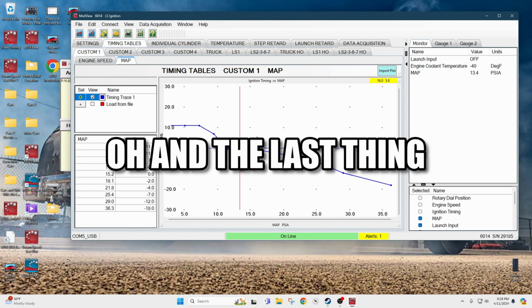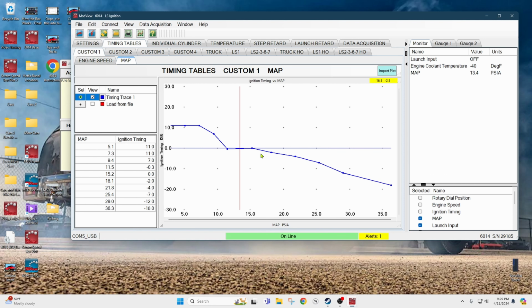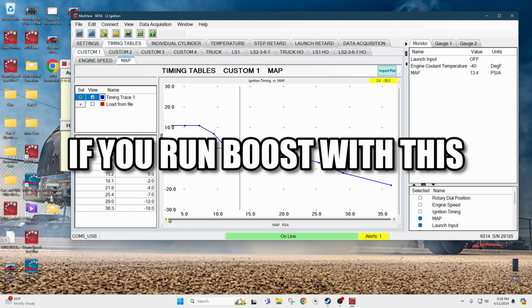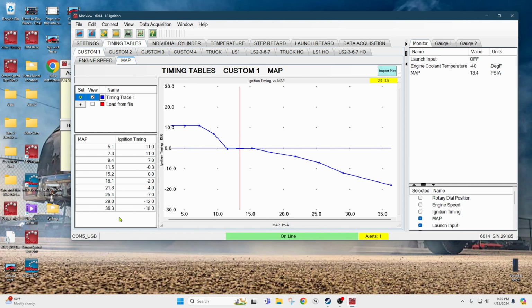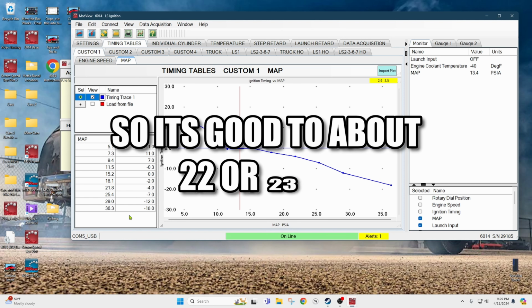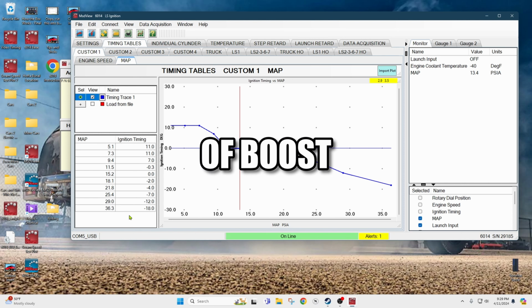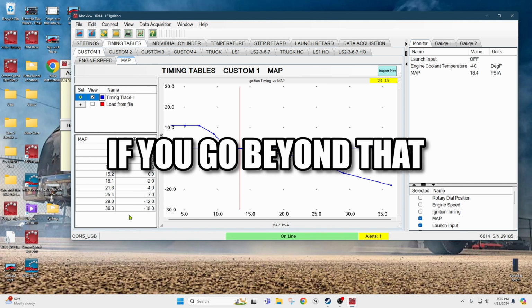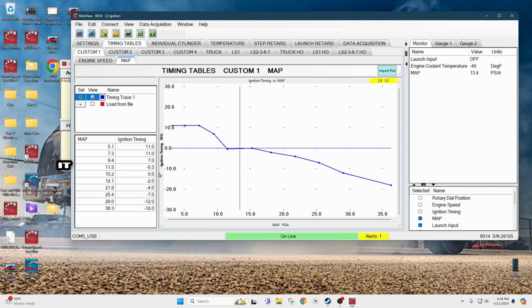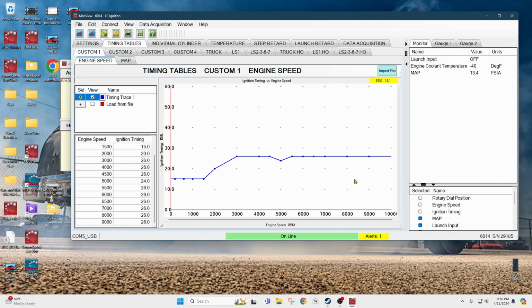Oh, and the last thing, of course, the biggest gotcha if you run boost with this: you need to remember that this is a 2.5 bar MAP sensor, so it's good for about 22, 23 psi of boost. If you go beyond that, it just quits doing anything. It reverts to the base timing. Say you've got 22 pounds of boost and you're pulling 18 degrees there. You go to 25 pounds of boost, it's pulling 0 degrees. It goes to whatever this timing table says at whatever RPM you peak that boost. And of course that blows things into little tiny pieces.